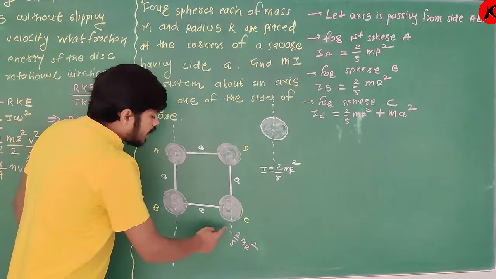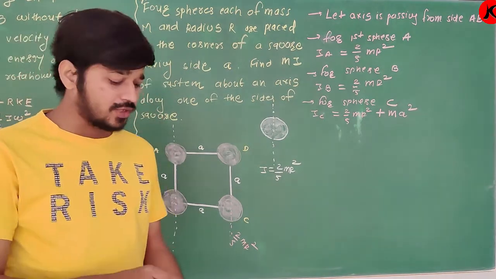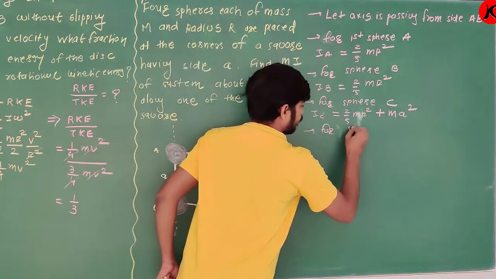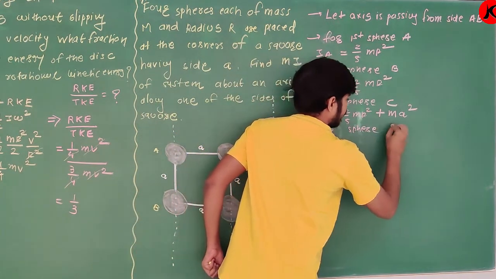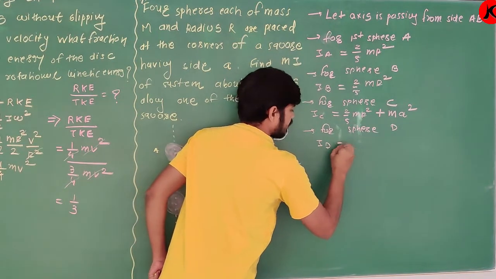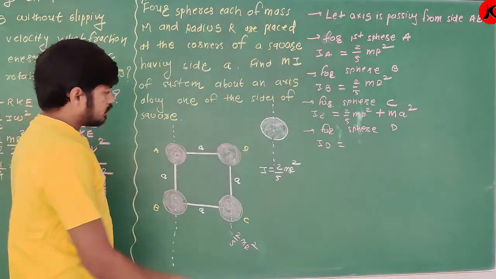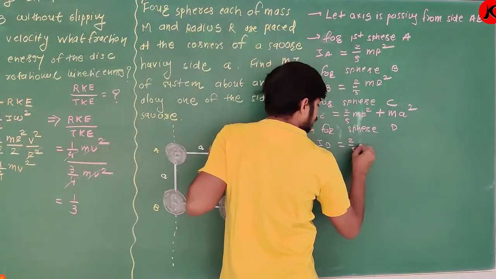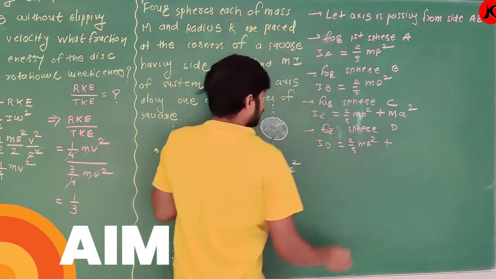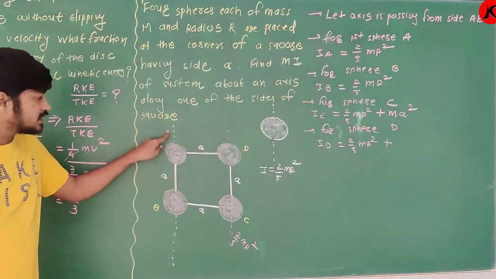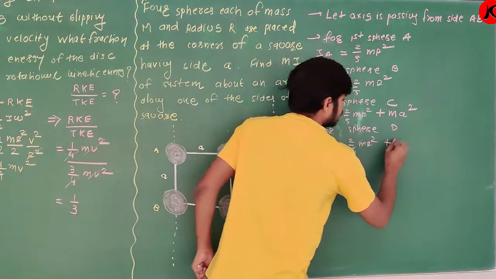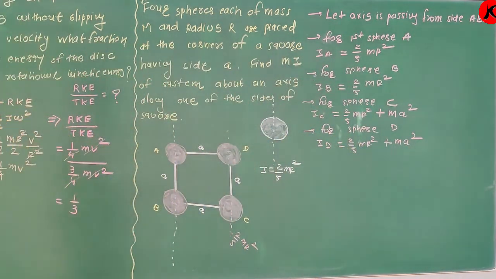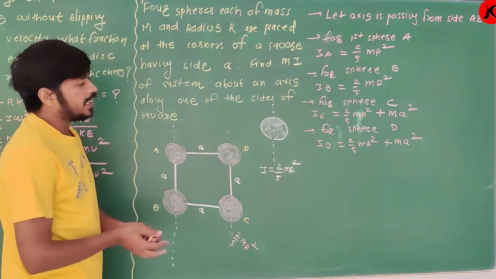And if you understand how to write the equation for C, you can easily write it for D. It will be the same. For sphere D, ID is equal to, let's see, if it is the diameter of sphere D about its own axis, it is 2/5 m r square, plus you have to find with respect to this axis. These two axes are parallel to each other, so it is m a square. Clear? So individually we have IA, IB, IC and ID.